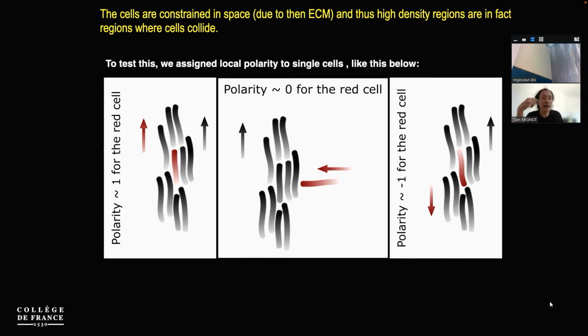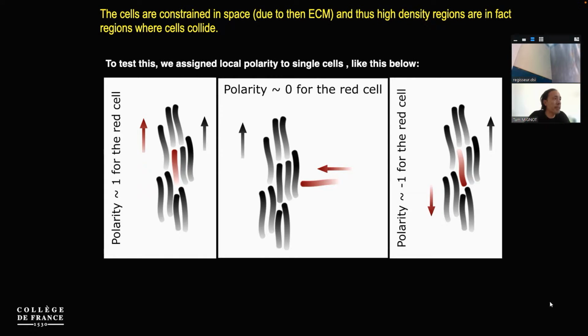In the middle example, you see a cell that collides, this time perpendicular to a cell group, and so the polar environment for that cell will be close to 0. And the other extreme, of course, will be when a cell is moving in a flow of cells moving in the opposite direction. In that case, the polarity for that cell will be minimal, it will be -1.